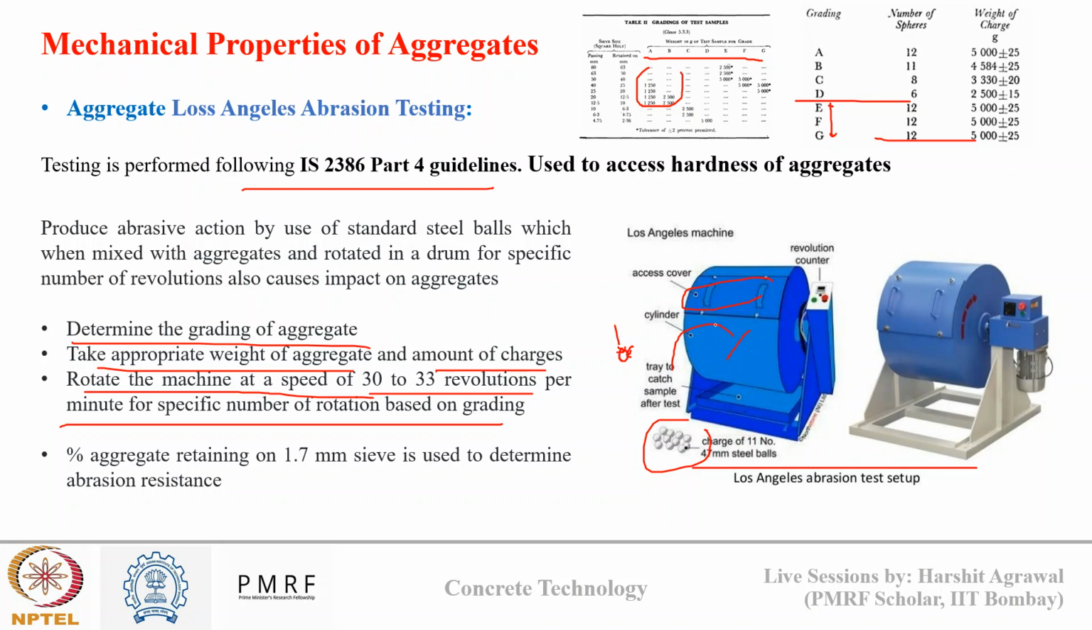And when they rub against each other, they will break, or they will start converting into a powdery substance. So after my specified number of revolutions, I will take out all the aggregates in this pan below, and I will sieve the aggregates. I will determine the percentage retained on the 1.7 mm sieve, and that will be used to determine my abrasion resistance. So I can quantify how much total weight of my aggregates was retained on the 1.7 mm sieve, and that will be my abrasion resistance of aggregate. So this is how this test is done.